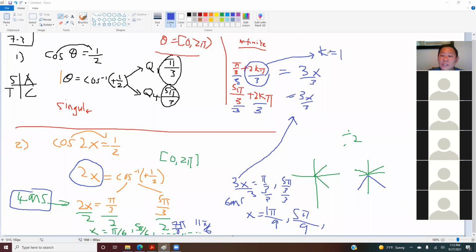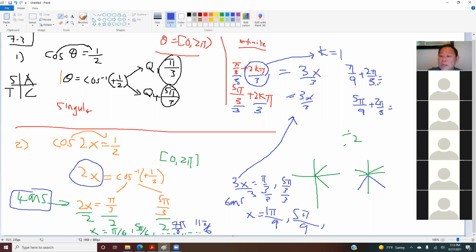So what is going on is you have to put k equals 1. So this will become pi over 9 plus 2 pi over 3. The next one we have in this case will be this fellow plus 2 pi over 3. And then the same thing happens on the next one, 5 pi over 9 plus 2 pi over 3.